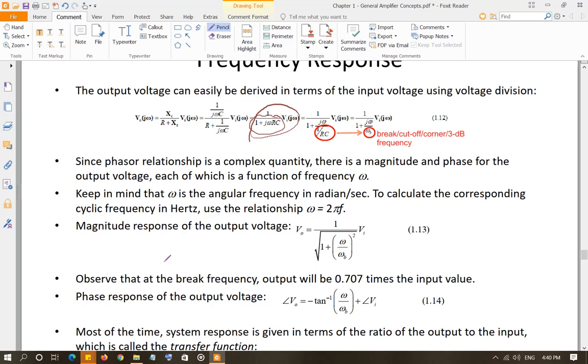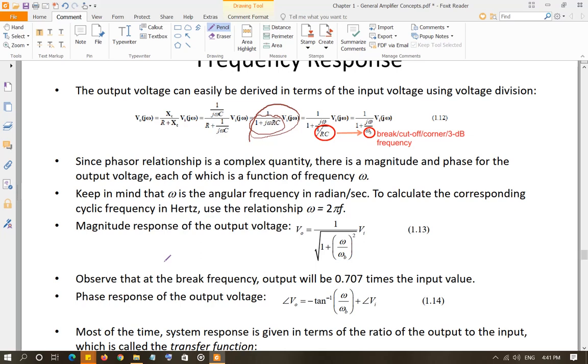What is the concept of break frequency, by the way? Break frequency or cutoff frequency is the frequency at which the magnitude response of the circuit, of the filter, becomes 70.7% of the peak value, or 0.707 times the peak value. That is the break or cutoff frequency.